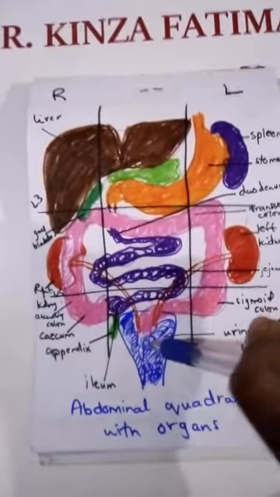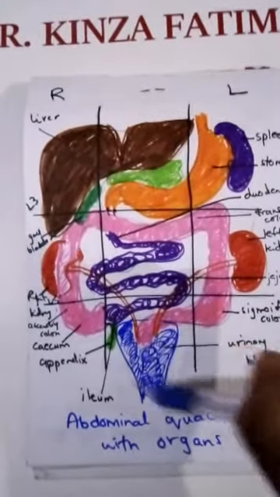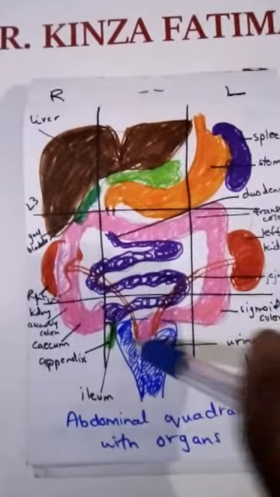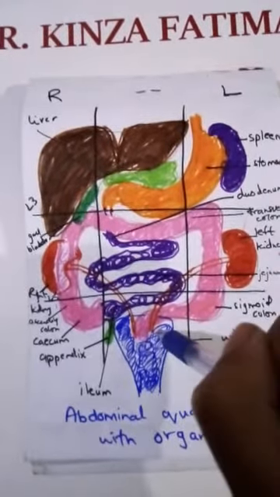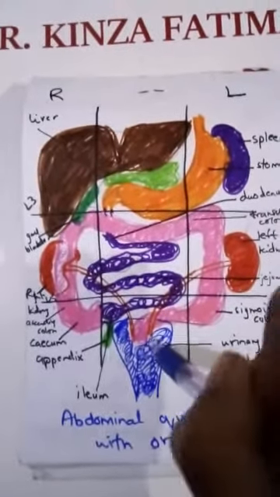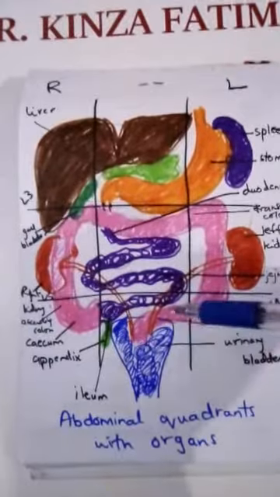region to the hypogastrium. And if there is any carcinoma or pain in the bladder, that will occur in the hypogastrium. So pain in the hypogastrium will show that there is any problem in the urinary bladder, or there is UTI. UTI means urinary tract infections.